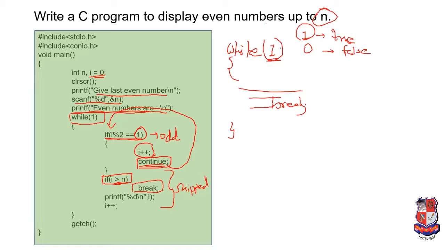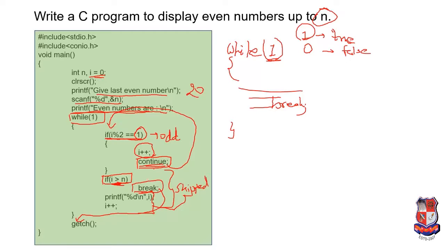It means if the number is greater than our inputted number. For example, if I am entering 20 over here, then if the value of i is greater than 20, this condition is true and the break statement will execute. If this break statement executes, whatever statements are left inside the loop are skipped, and control is directly given to outside the loop.